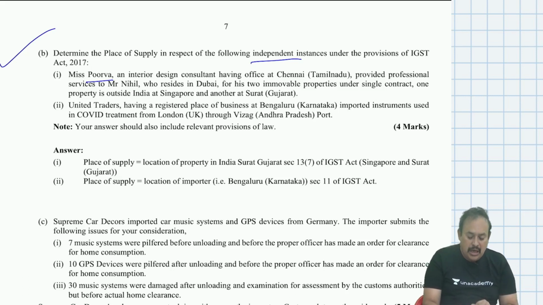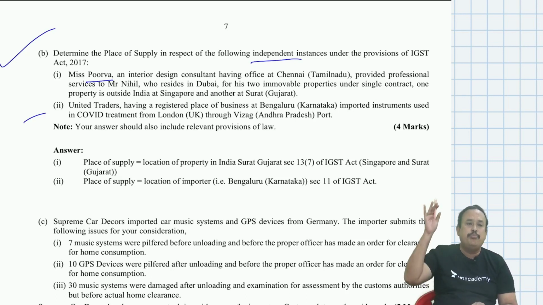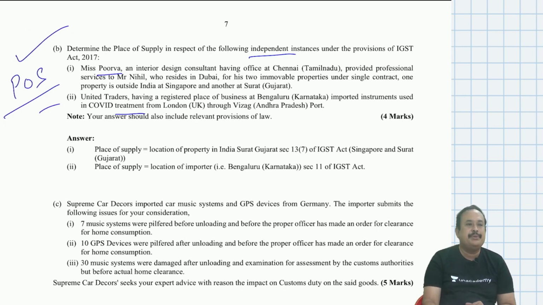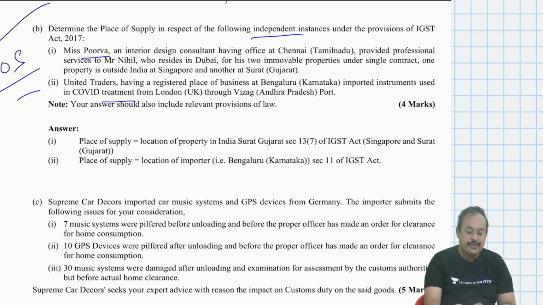Point number 2. United Traders having a registered place of business at Bangalore, Karnataka, imported an instrument used in COVID treatment from London through Vizag, Andhra Pradesh port. Your answer should also include relevant provisions of law. For 4 marks, place of supply. From place of supply, POS, we should say POS. Easy to answer this.